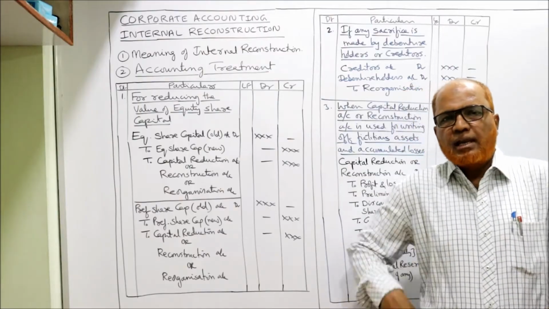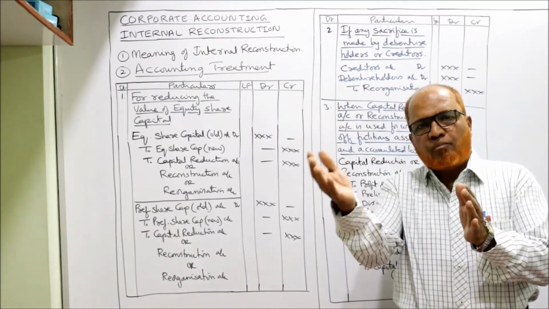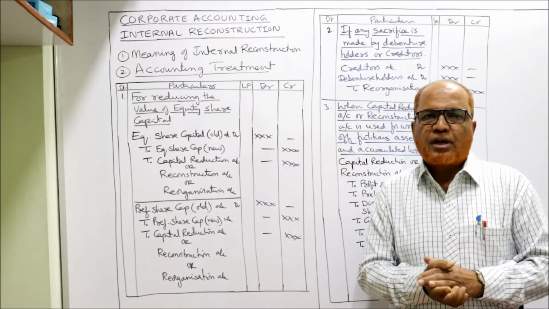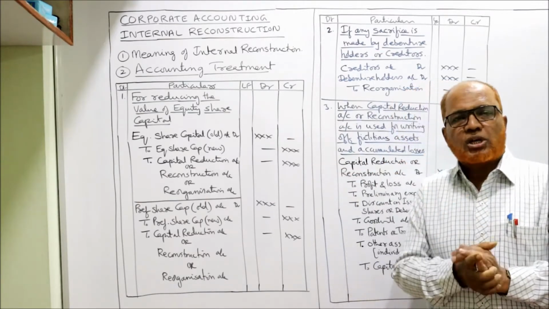Absorption is one existing company taking over the business of another existing company, and no new company is formed. A Limited is taking over the business of B Limited. B Limited is wound up, and all the assets and liabilities are given to A Limited. It's absorption.